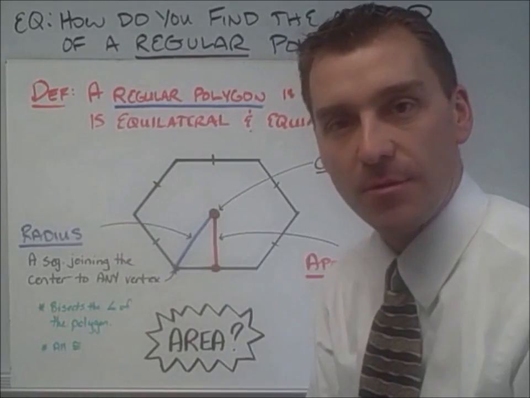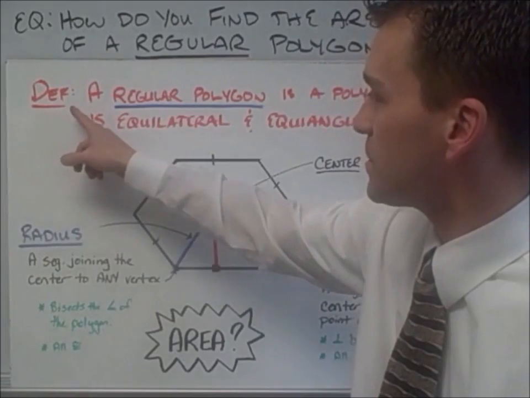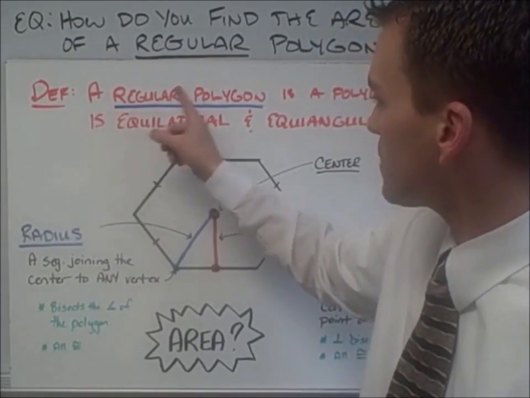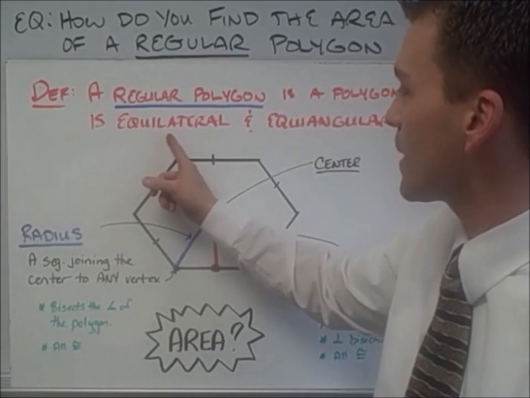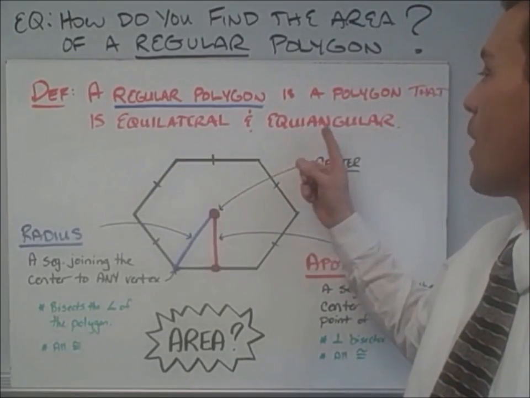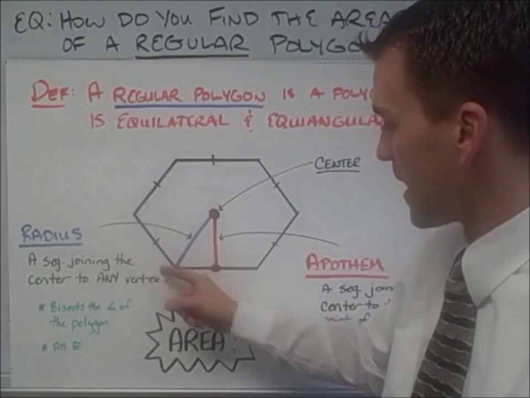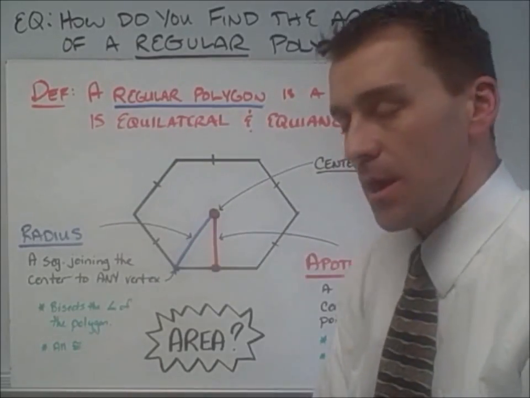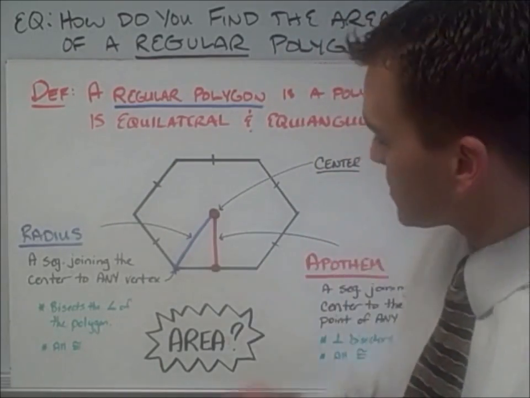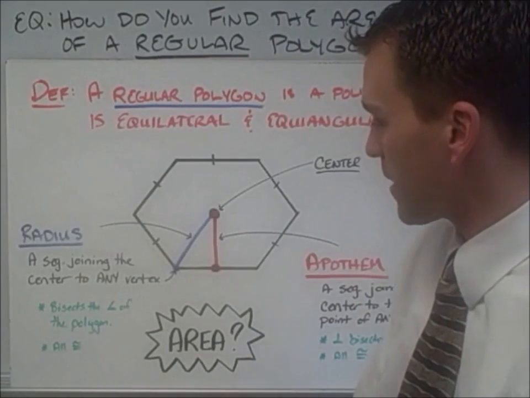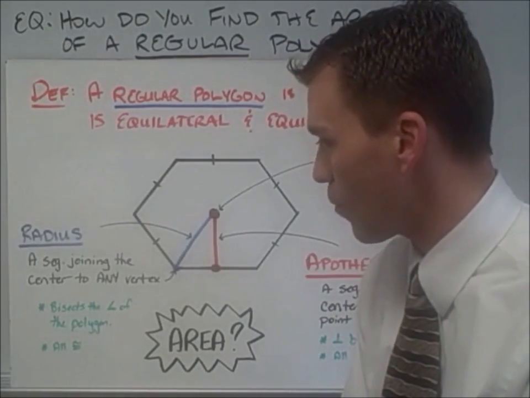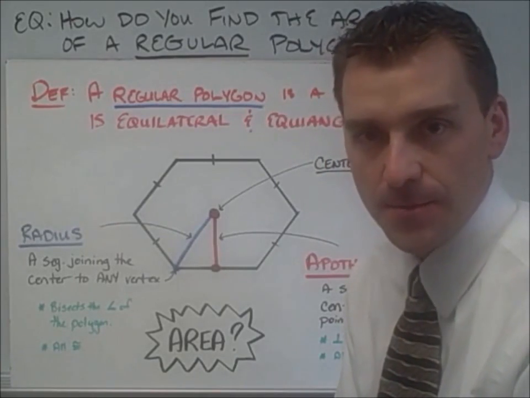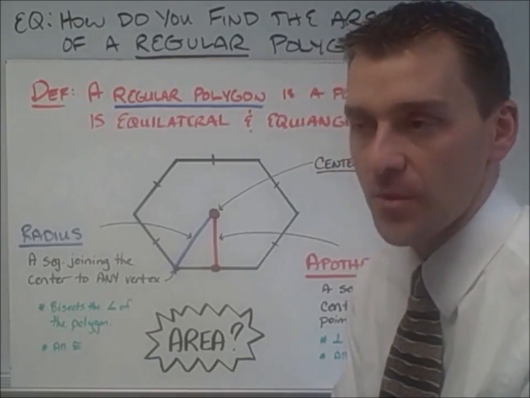Well, let's recap what a regular polygon is. You see the definition from before. A regular polygon is a polygon that is equilateral and also equiangular. So all the sides are exactly the same and all the angles are exactly the same. Now I just drew a simple little hexagon here, a regular hexagon, and quite honestly, throughout this section, hexagons are one of the ones that you're going to see a lot when we're doing area and other things.